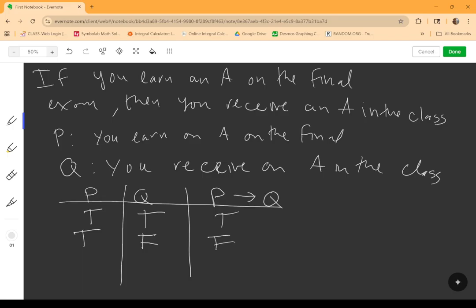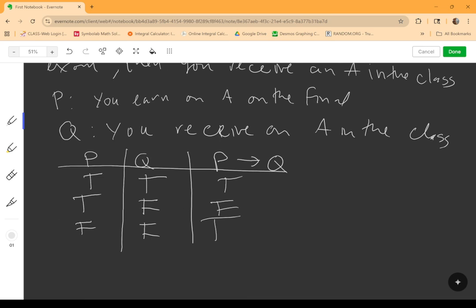So now let's look at the third case. Okay. So here we have you did not earn an A on the final and you did not earn an A in the class. All right. That's what this is: P would be false and Q would be false. In which case the promise was not broken. If the instructor promised you, if you get an A on the final, then you would get an A in the class, that implication is still true. The instructor was not determined to be lying in that case.